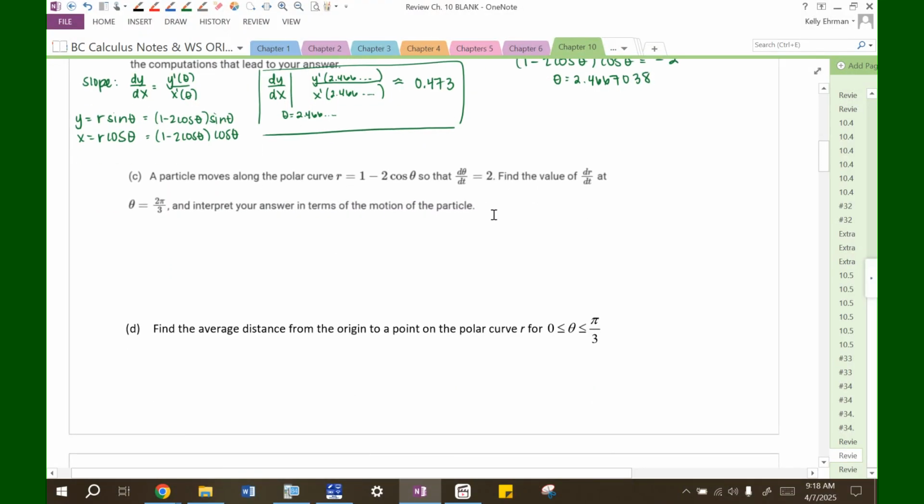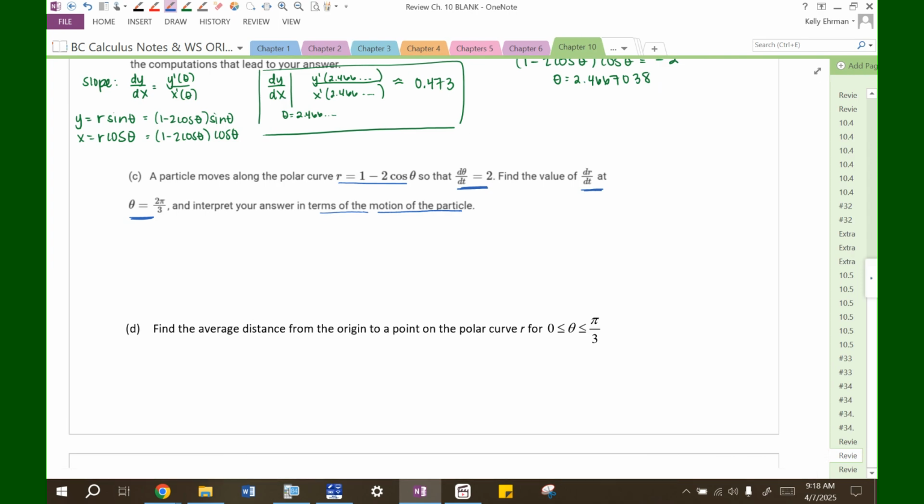Okay, a particle moves along the polar curve r equals 1 minus 2 cosine theta, so that d theta/dt equals 2. Find the value of dr/dt at theta equals 2 pi over 3, and interpret your answer in terms of the motion of the particle. So I'll talk about this. This is getting to be a more common question on the AP test.